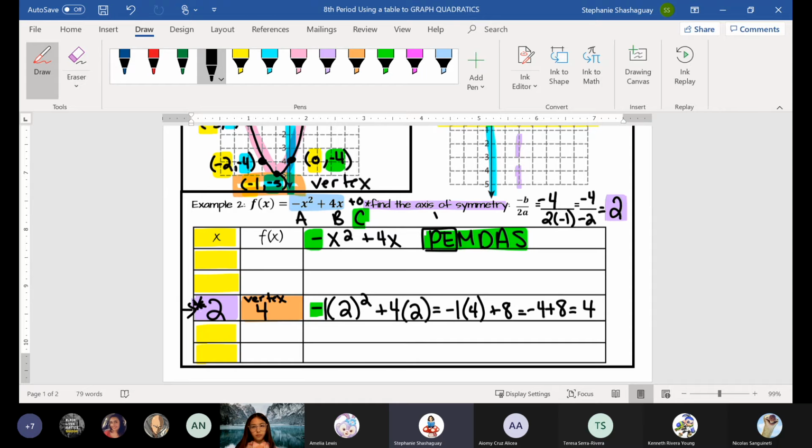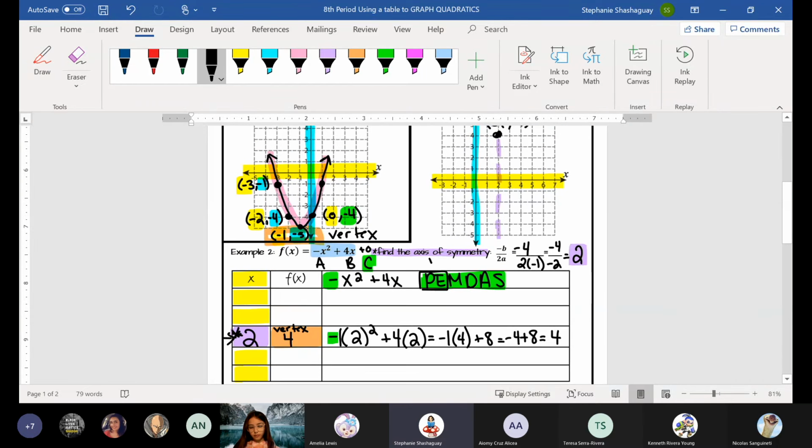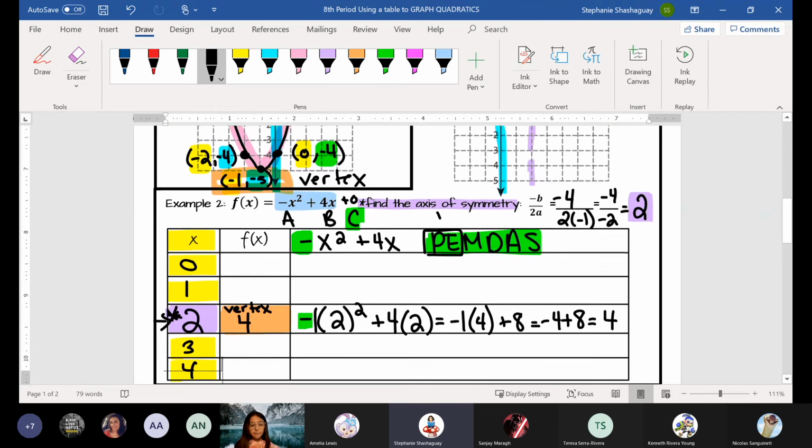So if our axis of symmetry is going to be at 2, and this is our vertex, what other x values do we want to find that are going to be on this graph? 0, 1, 3, and 4. Yep, those are all great points. You could do negative 1 and you can do 5 as well. You can choose whatever points you want to graph as long as you have 5.